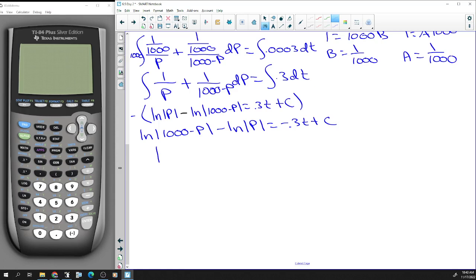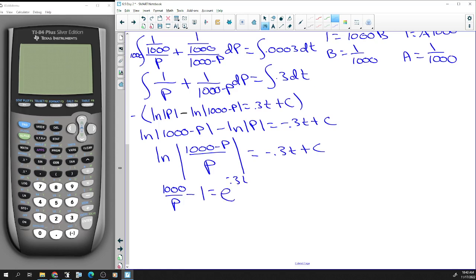Well, now using the rules for natural log, this can be 1,000 minus P over P. And I wanted that to be on the top because now I can use common denominator. So 1,000 over P minus P over P, which is 1, is equal to e to the negative 0.3t plus c. So we take it to exponential and use common denominator.